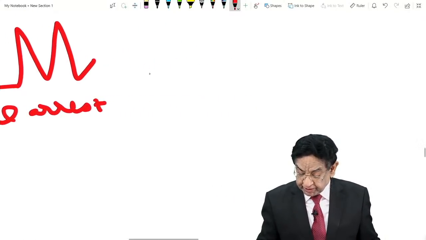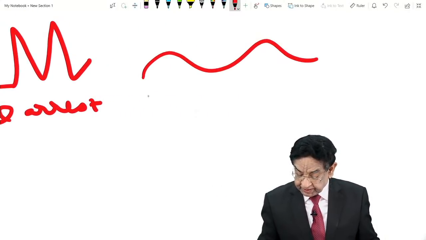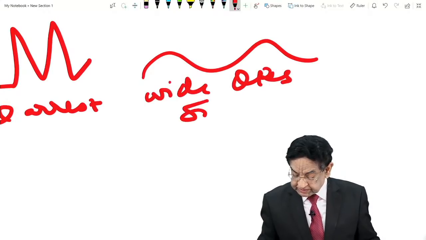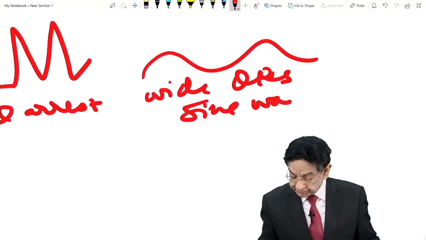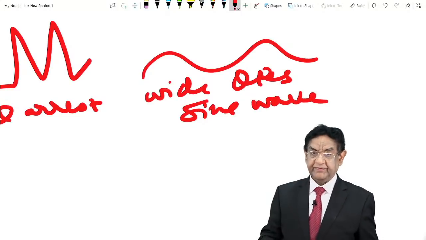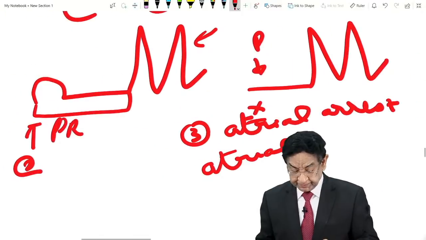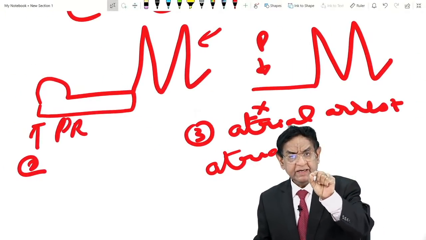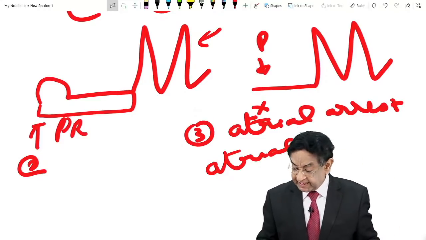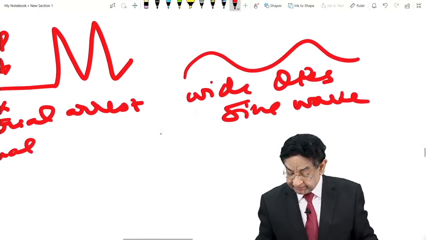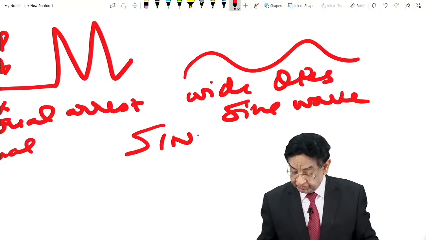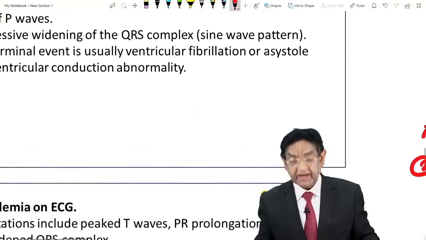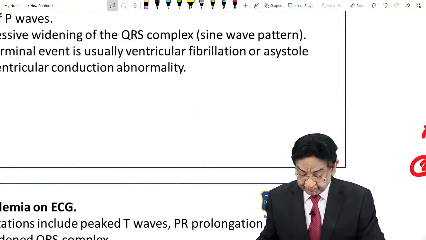And finally, you get wide QRS, the so-called sine wave. So the sequence is tall T wave, prolonged PR, atrial arrest or P wave disappearing, and then wide QRS, which is the sine wave. With this background, ultimately the sine wave goes into ventricular fibrillation.